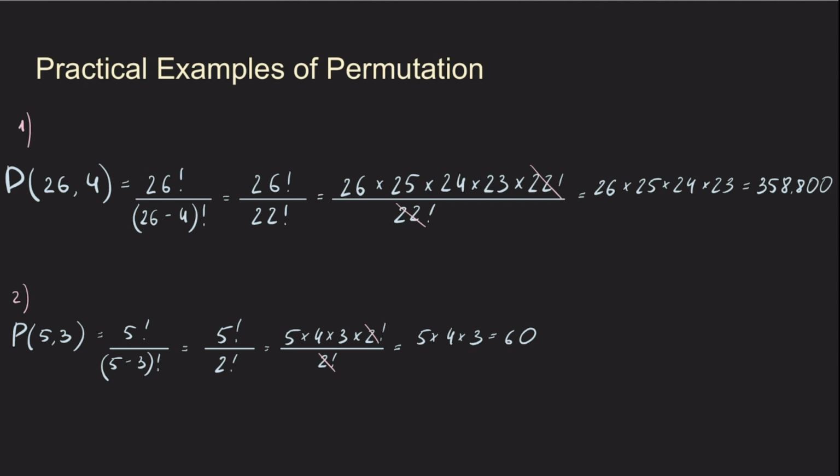Another example is organizing a lineup for a race. The order in which the runners finish is important to determine the winners. If there are 5 runners and you need to determine the order in which the top 3 finish, the number of possible lineups is 5 factorial divided by 5 minus 3 factorial, which is 5 factorial divided by 2 factorial. We write 5 factorial as 5 times 4 times 3 times 2 factorial, and we stop there because we can cancel 2 factorial in numerator and denominator, and we have 5 times 4 times 3, which is 60.